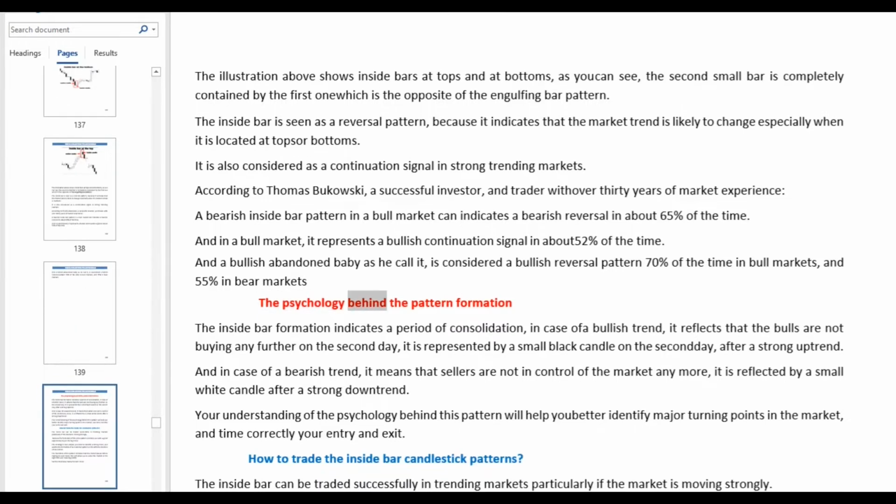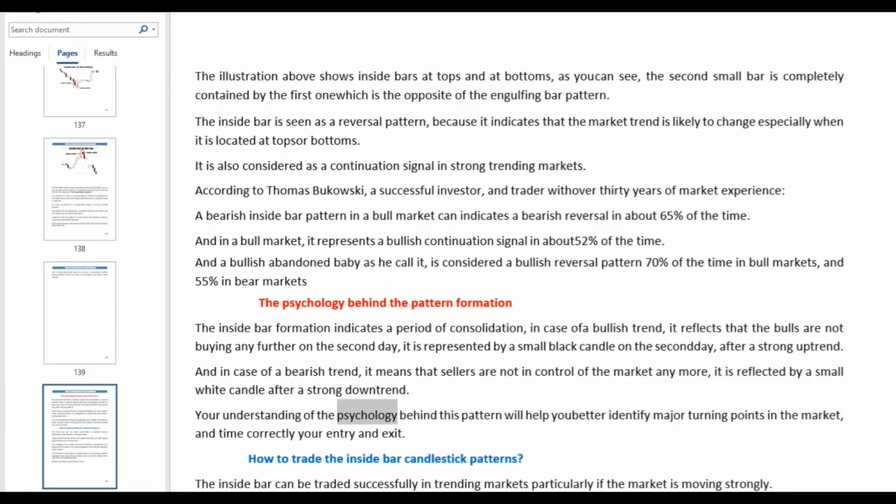The psychology behind the pattern formation. The inside bar formation indicates a period of consolidation. In the case of a bullish trend, it reflects that the bulls are not buying any further on the second day. It is represented by a small black candle on the second day, after a strong uptrend. And in the case of a bearish trend, it means that sellers are not in control of the market anymore. It is reflected by a small white candle after a strong downtrend.